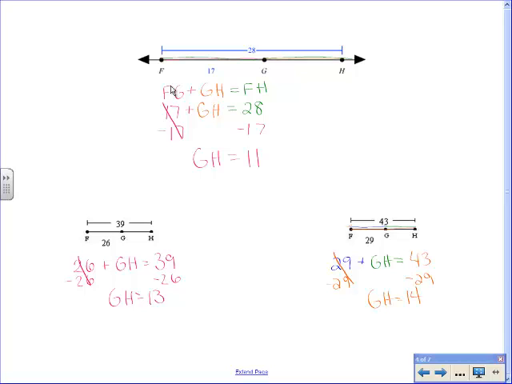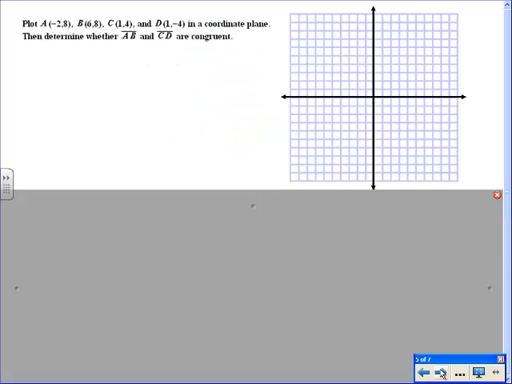Now let's look at some other types of problems that we can do with the segment addition postulate. A lot of times when we're doing problems, geometry is a very visual math. So there are a couple of different ways we can do things. Sometimes we'll be given problems like the ones we just looked at, where we'll have an actual picture and the lengths will just be written in. If we want to talk about segments and their lengths algebraically, we'll start to use a coordinate plane. So let's try this example.